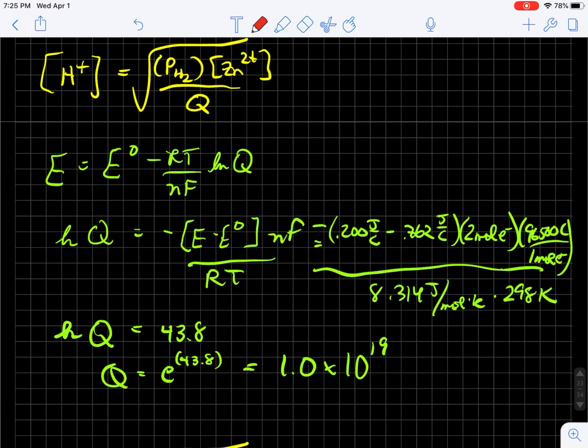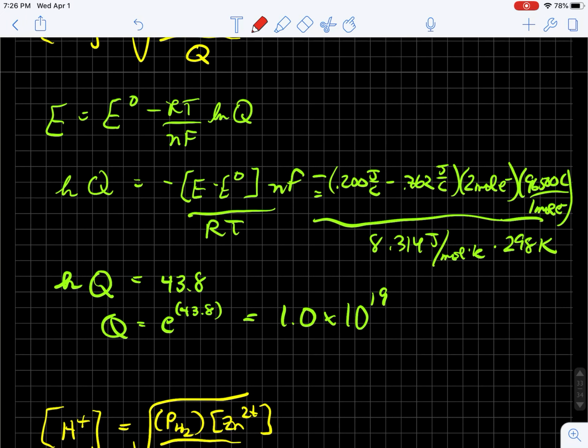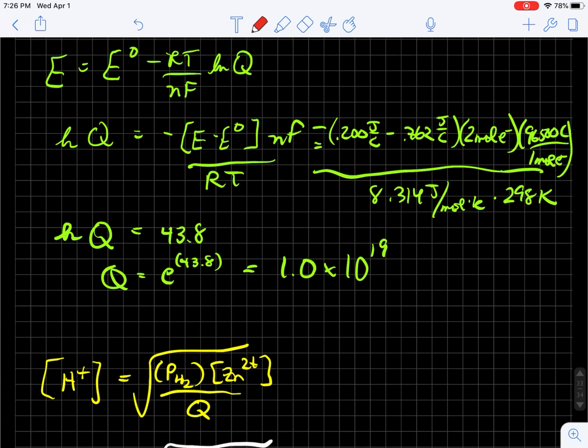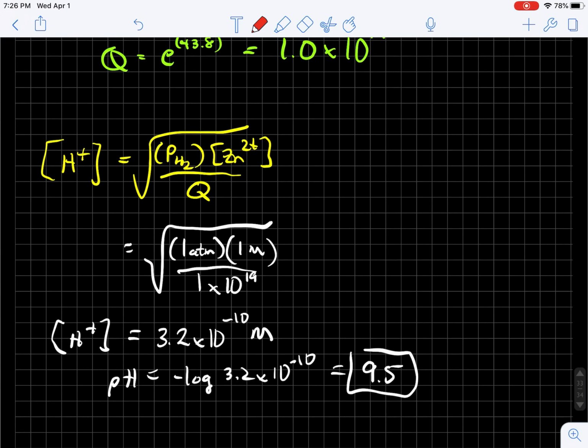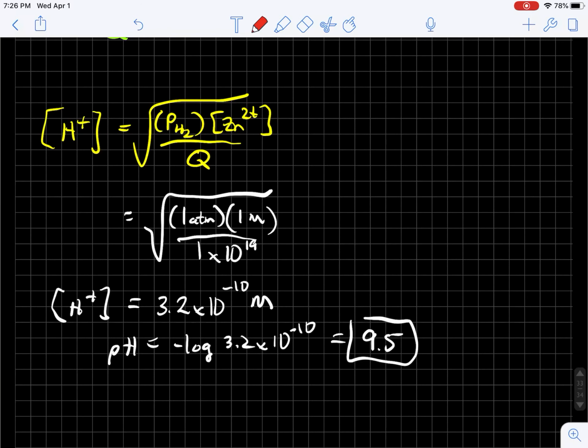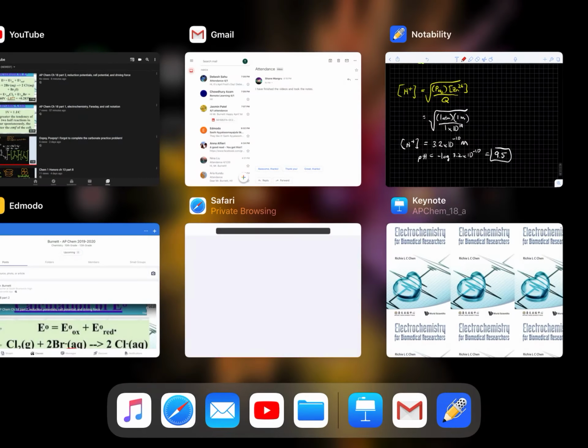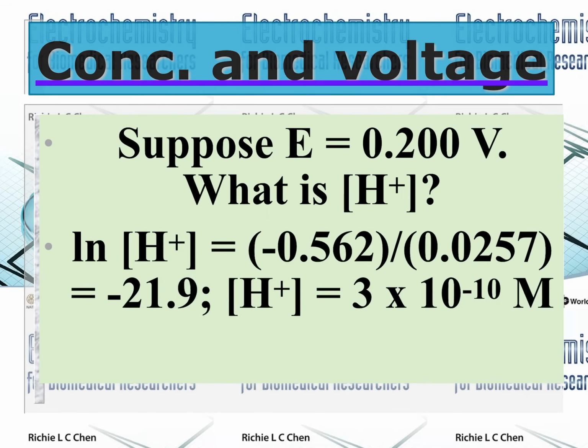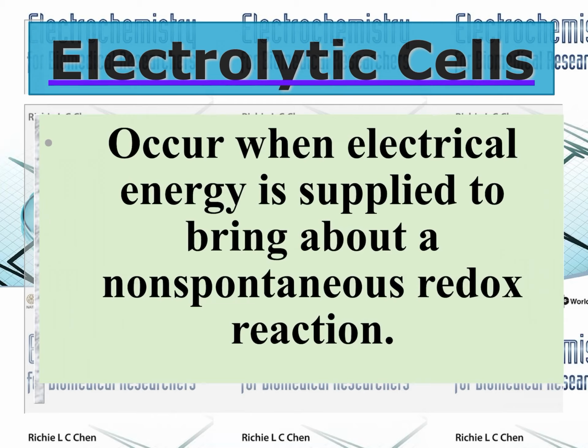So here's what we do. We solve for natural log of Q, and when I do all that substitution, I get natural log of Q is 43.8, and then e to the 43.8 is 1 times 10 to the 19th. Once I do that, I can solve for H plus, and I get 3.2 times 10 to the minus 10 molar, and the pH of that would be 9.5. And they got 3 times 10 to the minus 10, and they did their substitution and went about it a little bit differently.